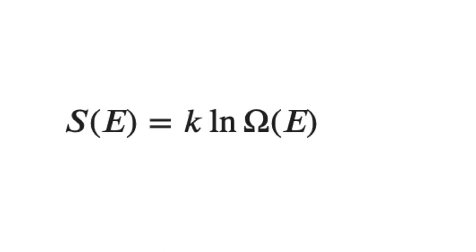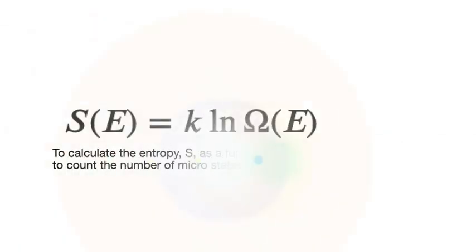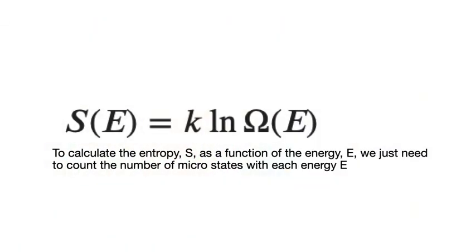Let me put this another way. To calculate the entropy as a function of the energy, this equation tells us that we just need to count the number of microstates with each energy E. The count of the number of microstates with each energy E, omega E in this expression, is the quantity known as the density of states.